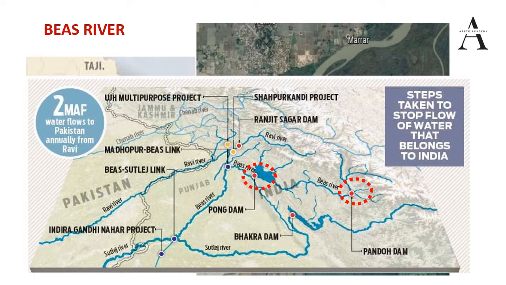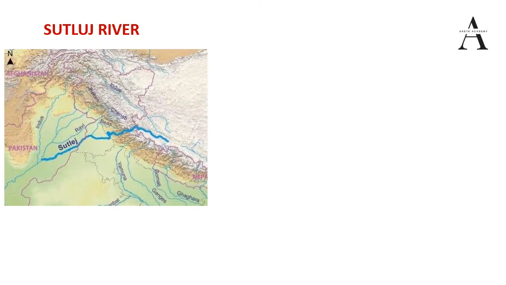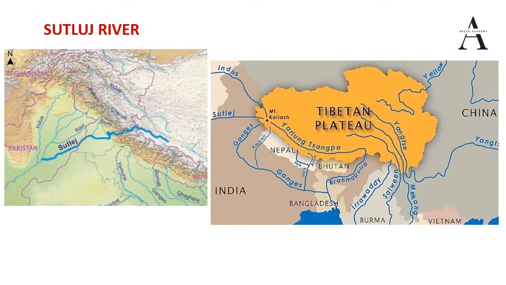Now we'll quickly discuss the Satluj River. Satluj River, as shown in the diagram, originates from the Tibetan Plateau, again near Mount Kailash. It rises from the Mansarovar lakes in Tibet, near the mighty Indus River source. It starts its journey northwest and enters India near Shipki La. Here you can see Shipki La pass on the India and Tibet border.